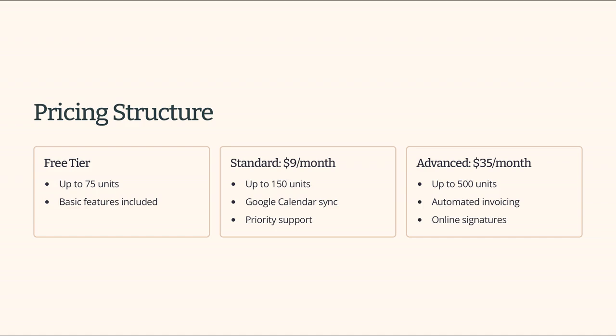Tenant Cloud offers a free tier for up to 75 units, which includes basic features. The paid tiers start at $9 per month for up to 150 units, with additional features like Google Calendar Sync, priority support, and more. For $35 per month, you can manage up to 500 units and access advanced features like automated invoicing and online signatures.